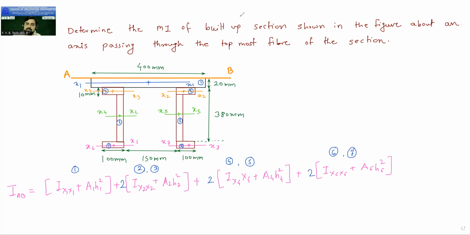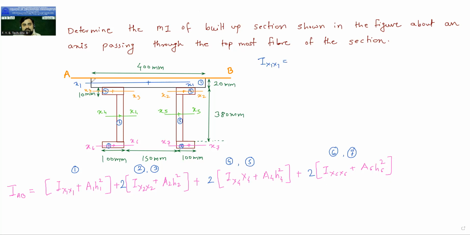Otherwise, if you won't understand this, you can write it separately for each and every area. I have already told you how to write this parallel axis theorem. Okay, but it is simpler and easier if you write it like this. So now we need to find out all these values, so that we can easily find out. So here, first of all, I will start with x1.